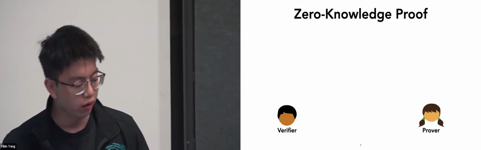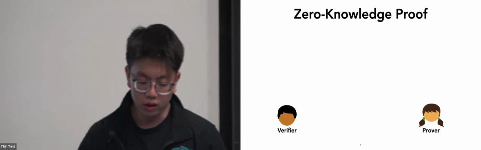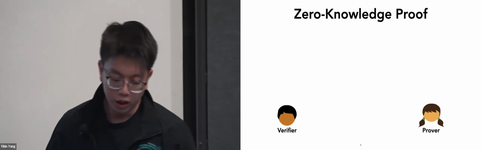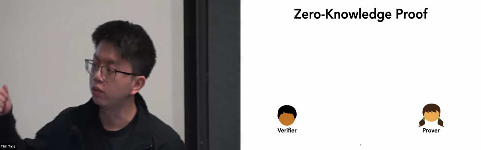I guess we have a very broad audience here, so let me first introduce what zero-knowledge proofs are. A zero-knowledge proof is a cryptographic protocol where we consider two parties: the prover, Alice, and the verifier, Bob. In particular, the prover wants to prove to the verifier that some statement is true without leaking anything beyond that.